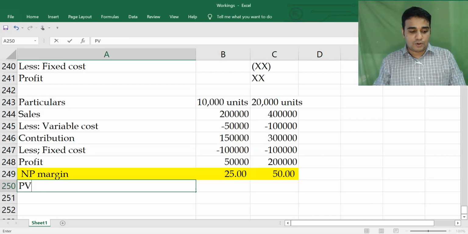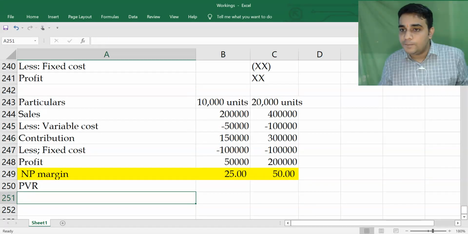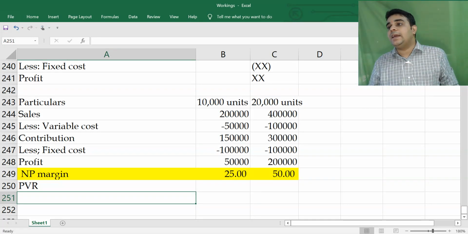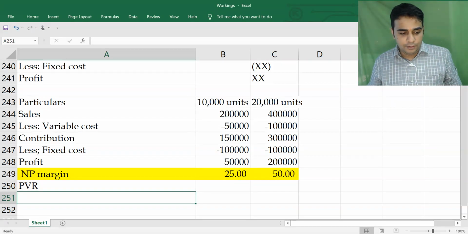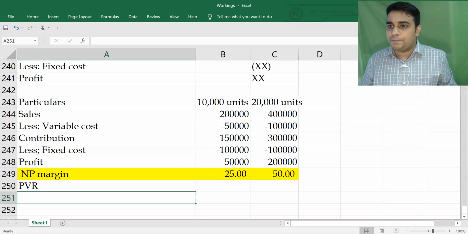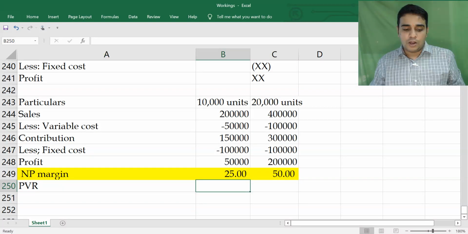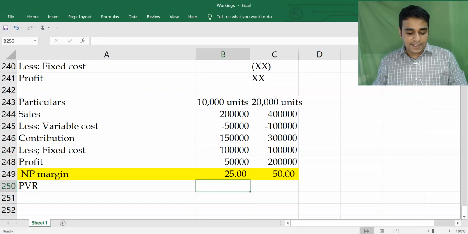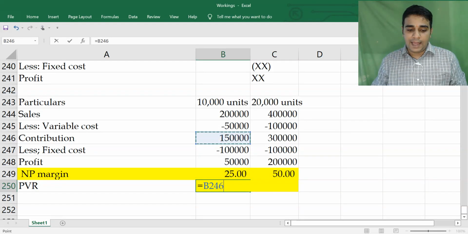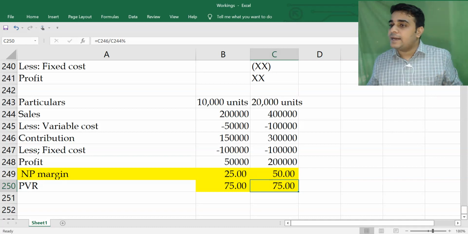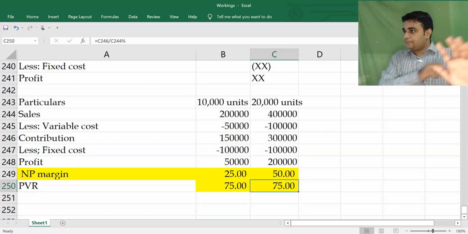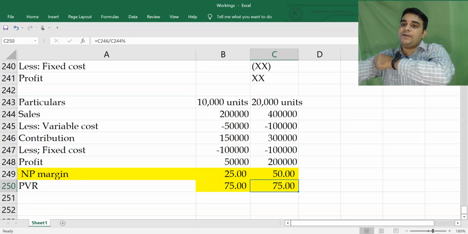They look at a ratio called PVR, profit volume ratio, because this indicates the true profitability of a product. I hope you remember the formula for your PVR. What's the formula for PVR? Contribution by sales into 100. 1,50,000 by 2 lakh. Profit margin is the same, 75%. Profit margin remains the same, 75%.